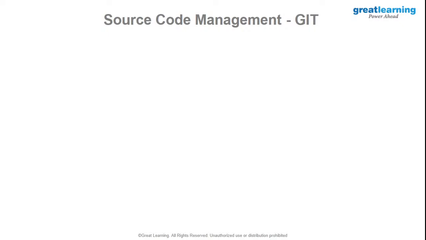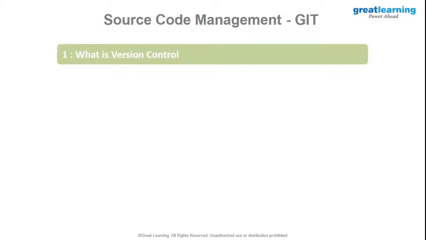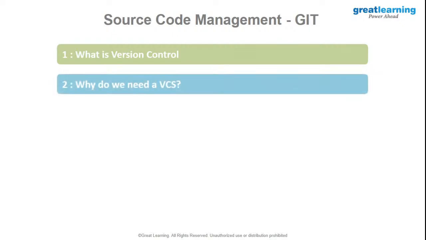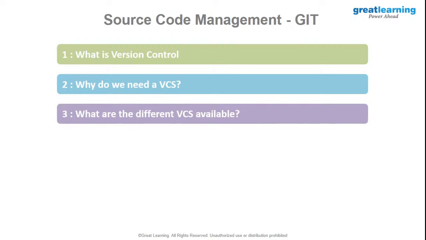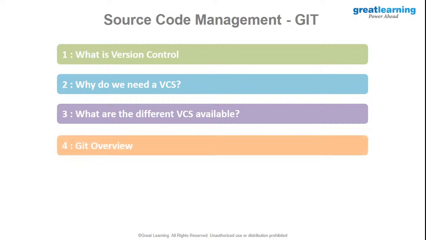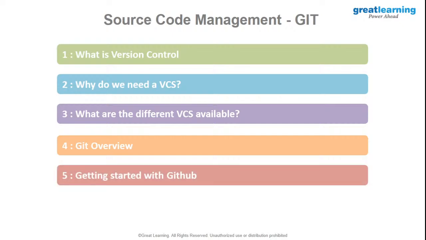Let me show you what we will be going through. First I will tell you what version control exactly is, because some of you may not know what it is. Then we'll understand why we need one. Then we'll see what the different version control systems available are. Then we'll talk about the Git overview, where we will go into detail about what Git is and why we need it. And we'll talk about the Git lifecycle and everything.